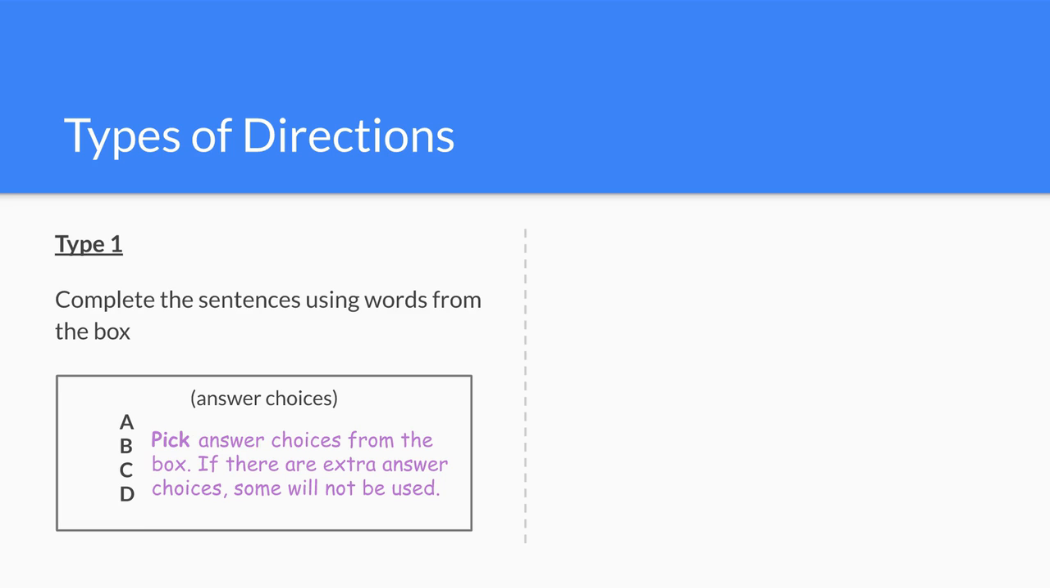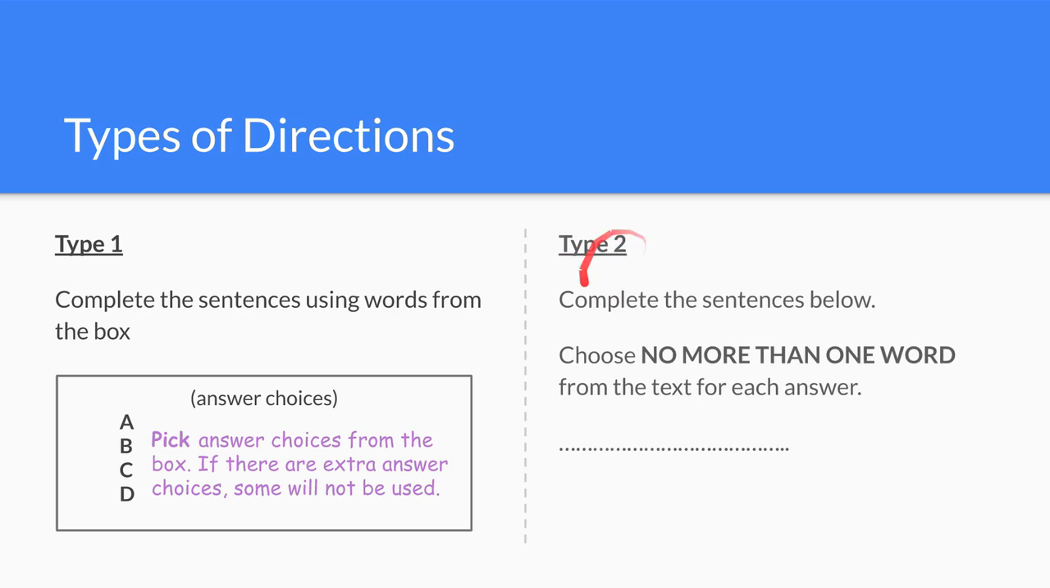So keep in mind that not all the answer choices may be used, that if you only have 3 questions, but there are 4 answer choices, then that means that one of the answer choices will not be used. The other type of direction that you might get is the type 2.